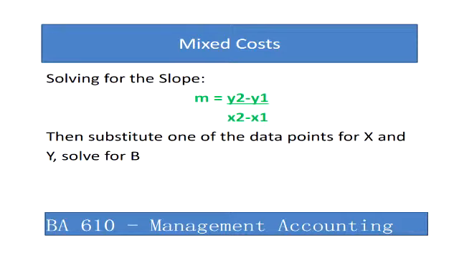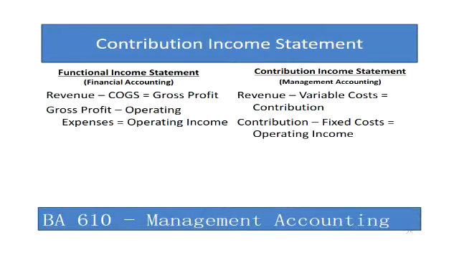And then once we determine that, we can substitute any one of these points for y and x and come up with our fixed cost. So we have separated the fixed and variable components of a mixed cost. This is important because we need to know for the full company which are fixed and which are variable costs. Because what we want to do is develop a new form of income statement.